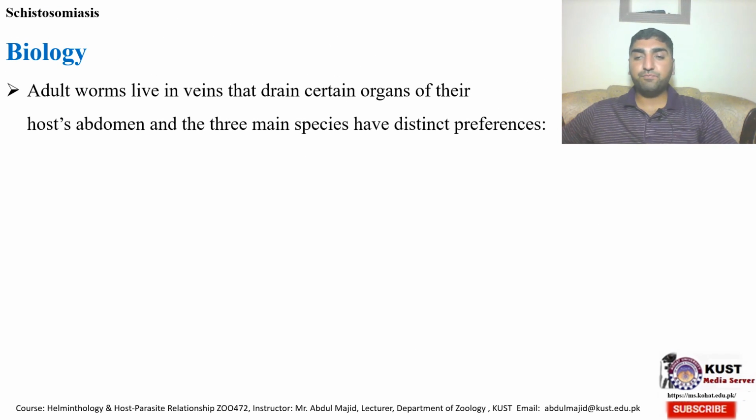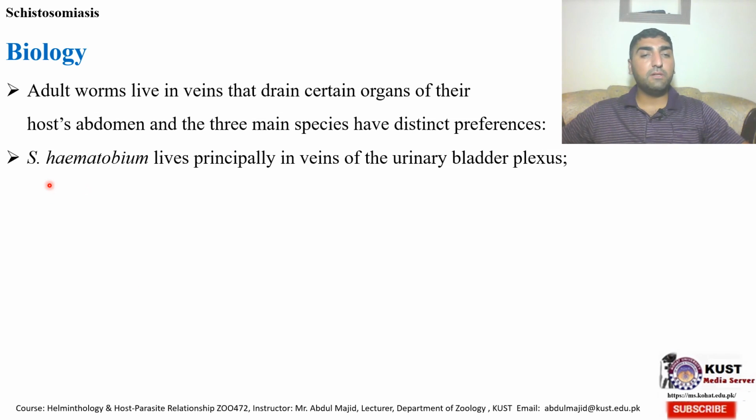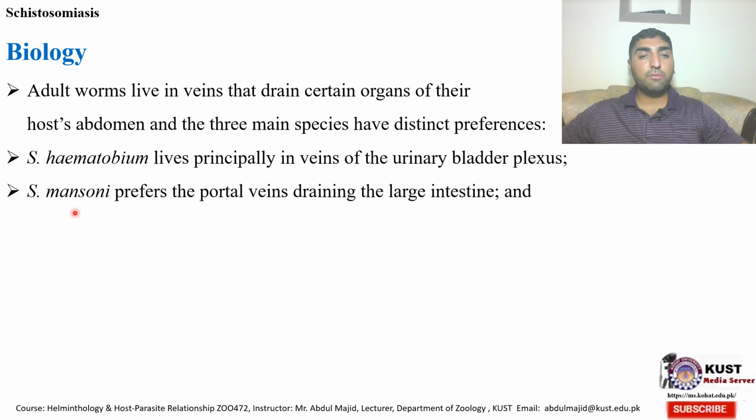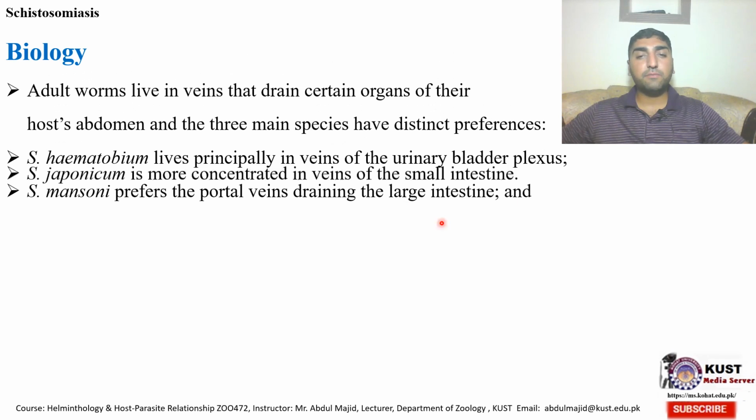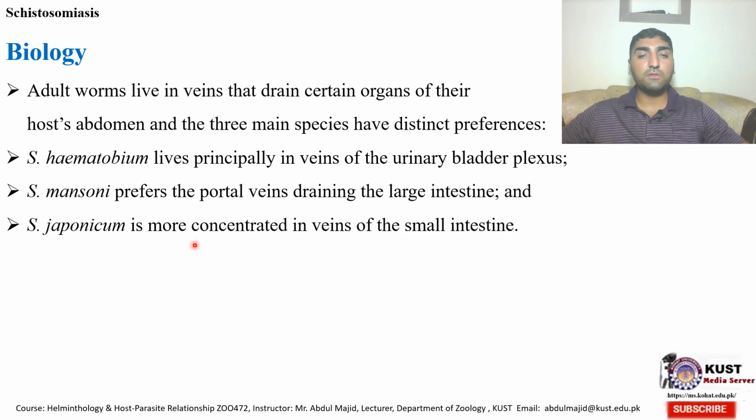Then biology. Adult worms live in veins. They drain certain organs of their host's abdomen, and the three main species have distinct preferences. For example, Schistosoma haematobium lives principally in veins of the urinary bladder plexus. Schistosoma mansoni prefers the portal veins draining the large intestine, and Schistosoma japonicum is more concentrated in veins of the small intestine. So these different species have different preferences to live in.